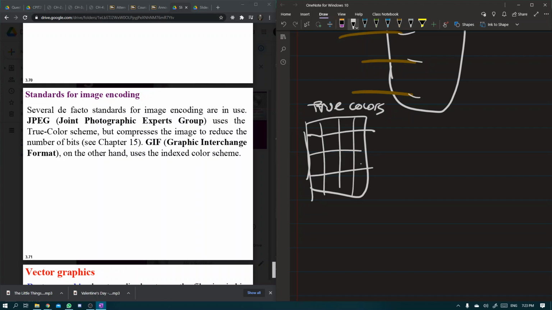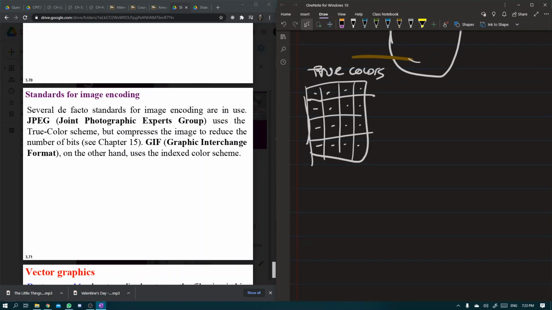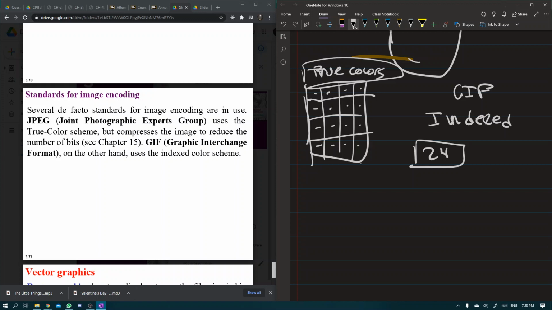A bitmap image is just a group of bits, a map of bits, like a 2D array of bits. But a JPEG uses encryption. I think it has something to do with waves to approximate the pixels. So JPEG uses true colors, but it compresses it. Now GIF reduces the colors used and uses indexed color to reduce the number of bytes per pixel down from 24 to a lesser amount.